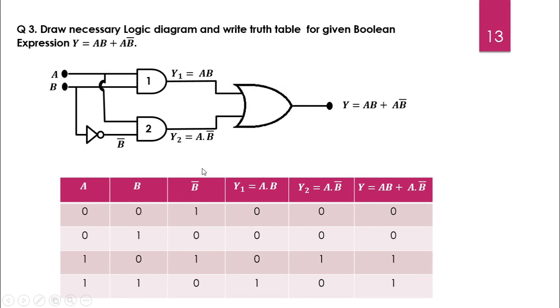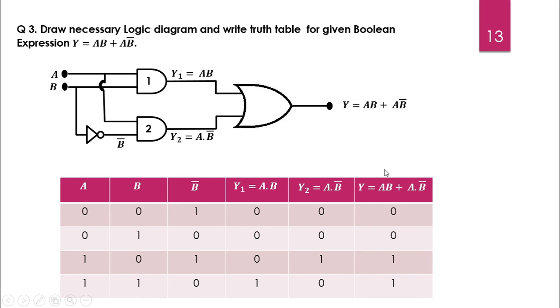Make the connection of these gates as shown in this figure, that is inputs A and B are directly given to the first AND gate, and the output of the first AND gate is y1 equals AB. The inputs for the second AND gate are A and B complement, and the output of the second AND gate is A dot B complement. These two outputs are given to the OR gate, and as we know, the output of an OR gate is simply the addition of the two input signals.